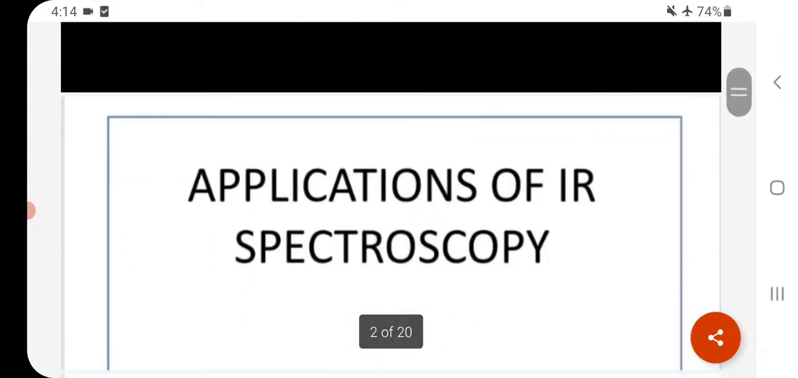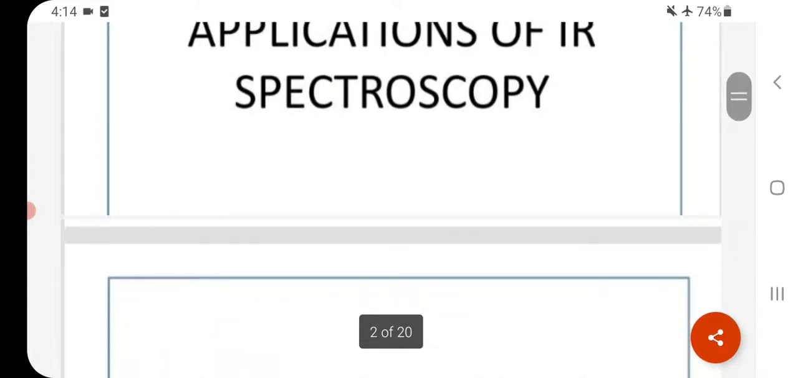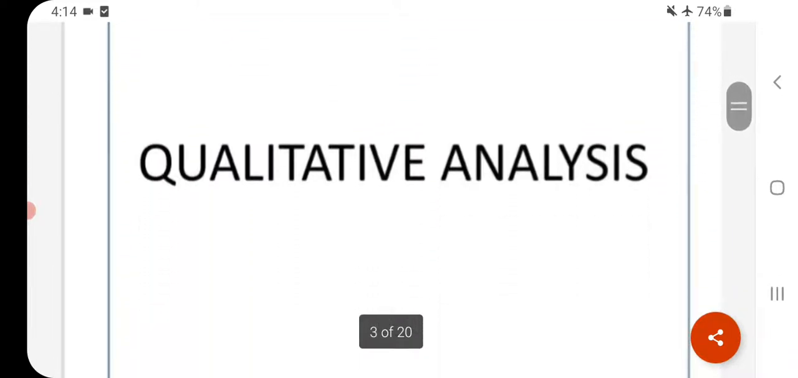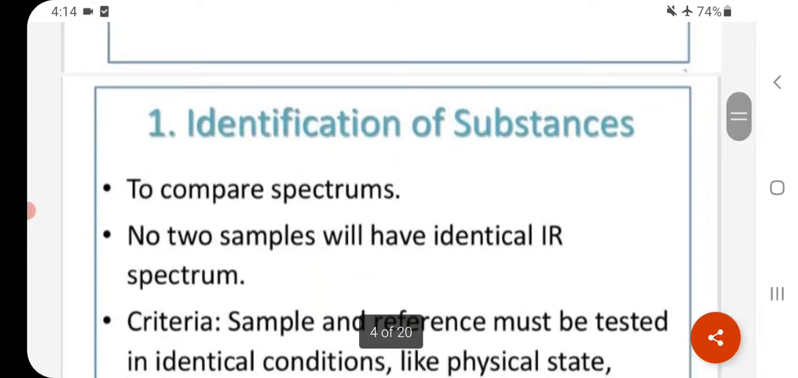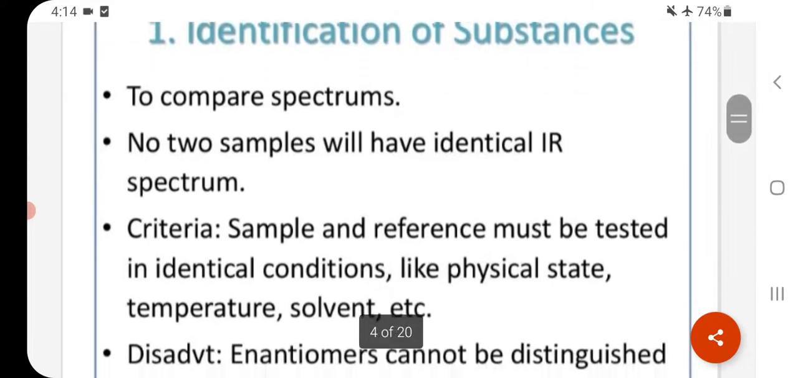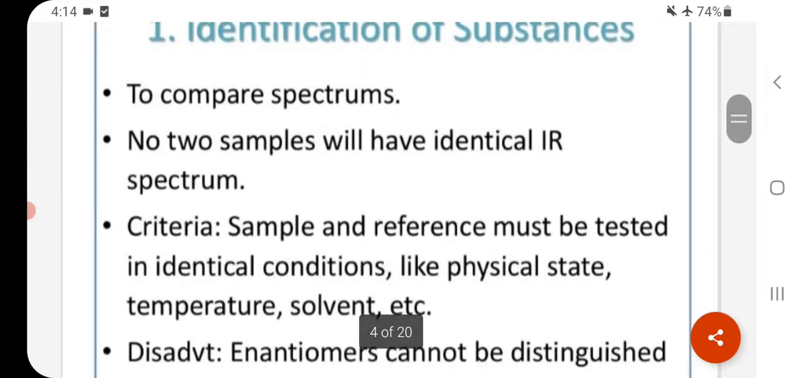Today's topic is application of infrared spectroscopy. First, qualitative analysis. In qualitative analysis, there is identification of substances. To compare spectrums, no two samples will have identical IR spectrum. Sample and references must be tested in identical conditions like physical state, temperature, solvent, etc.